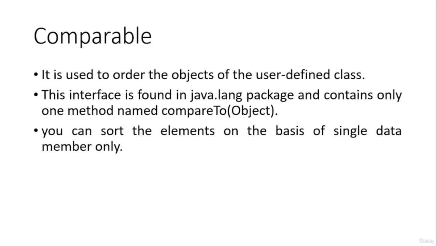If both the values are equal, it should return 0. If the first value is greater, it will return 1, and if the first value is less, it will return -1. That is how the comparing logic is written inside the Comparable interface's compareTo method.